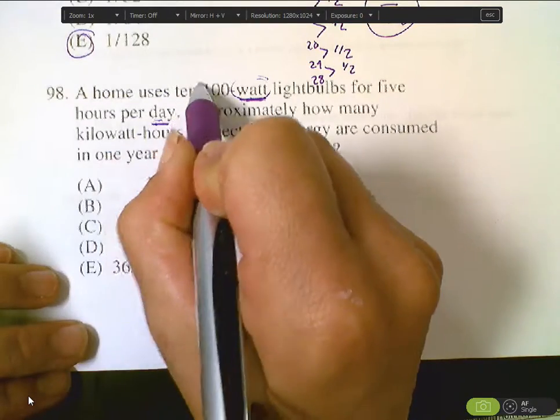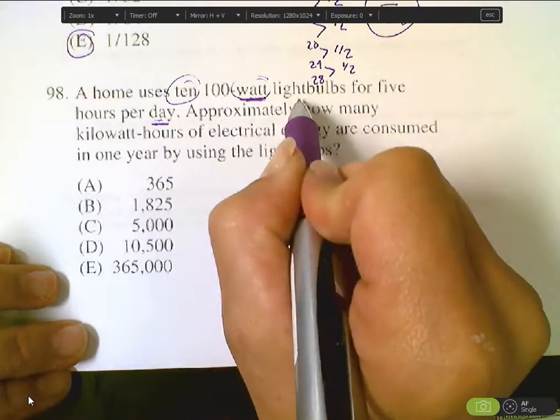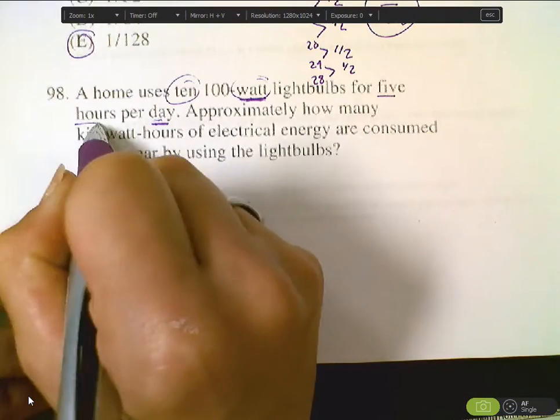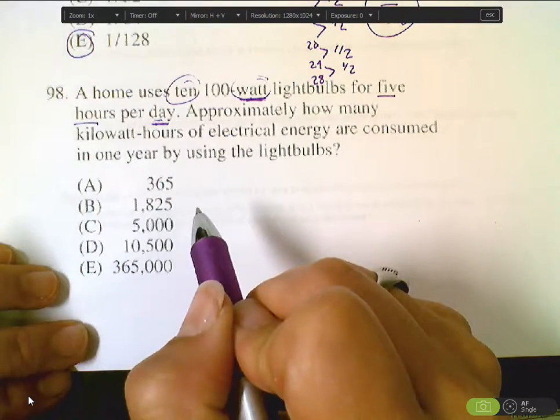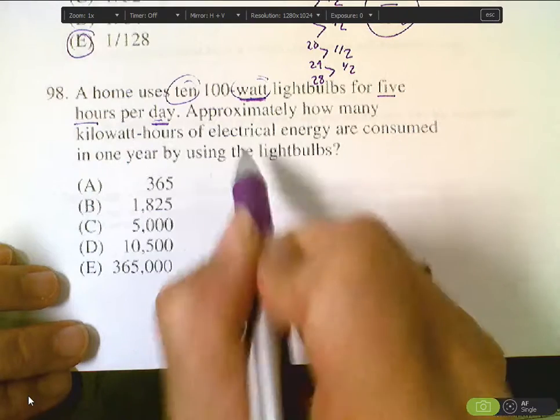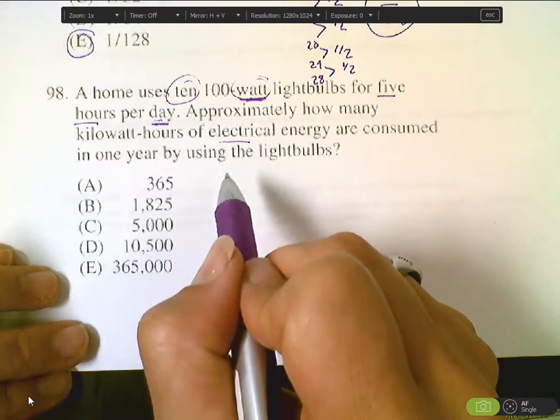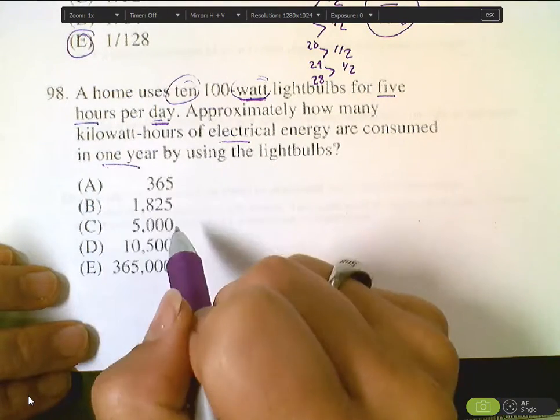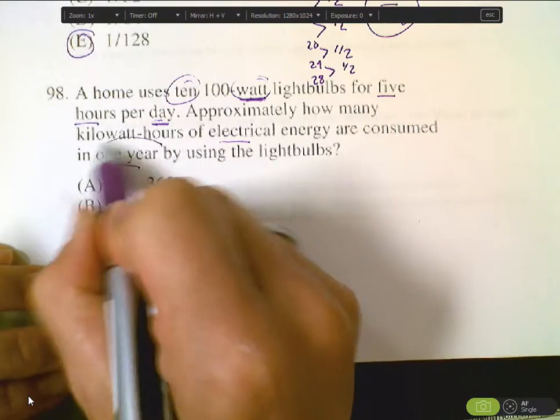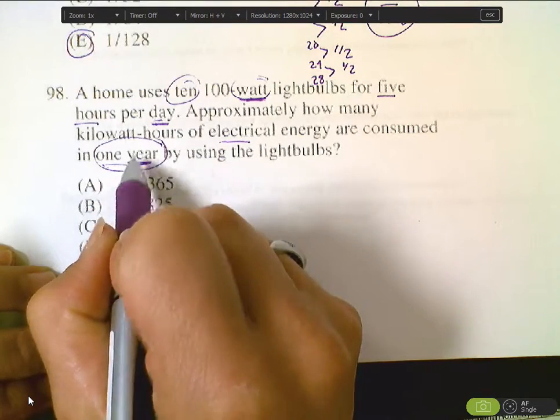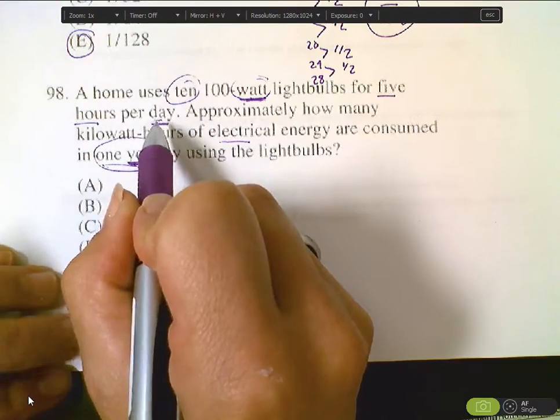So a home uses 10 100-watt light bulbs for 5 hours per day. Approximately how many kilowatt hours of electrical energy are consumed in 1 year using these bulbs? So what has to be on top? Years. What do they give it to me in? Days. So let's figure this out.